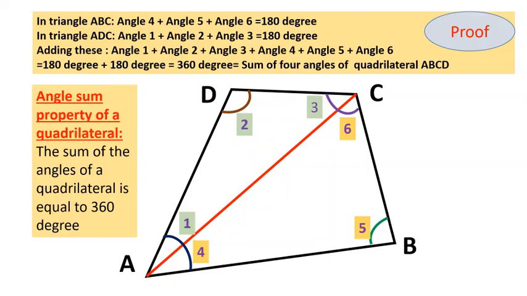Now add all the 6. 3 angles plus 3 angles. These 6 angles become the 4 angles of the quadrilateral. So what do you get? 180 plus 180, 360 degree. It is due to logical proof. We have used only the angle sum property of the triangle and we have concluded and proved that the angle sum of any quadrilateral is one complete circle. It is 360 degree. You should know this. Check the theorem given in your textbook. It's very interesting. Understand this.